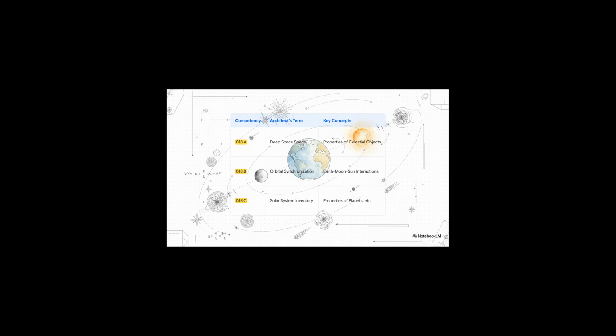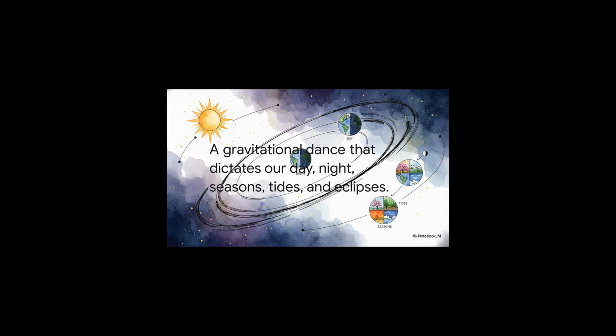And the most important job for the architect here is to understand what we call orbital synchronization, that beautiful, predictable, gravitational dance between the Earth, the Moon, and the Sun. You know, this gravitational dance is responsible for the most basic rhythms of our lives. This isn't just some abstract thing happening out in space. It's the powerful, predictable clockwork that gives us our days and nights, our seasons, the tides in our oceans, and even spectacular events like eclipses.